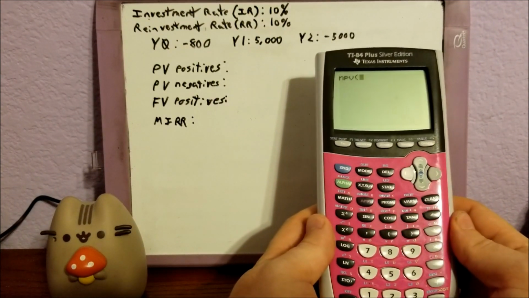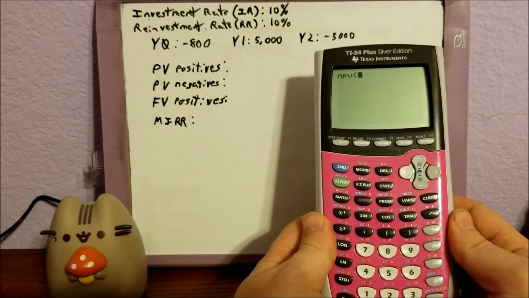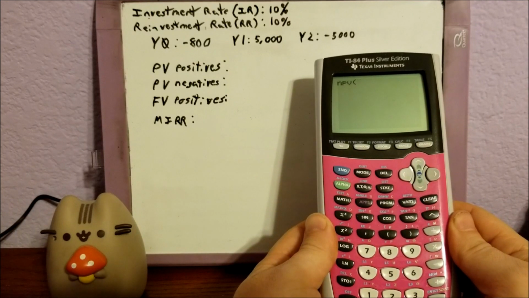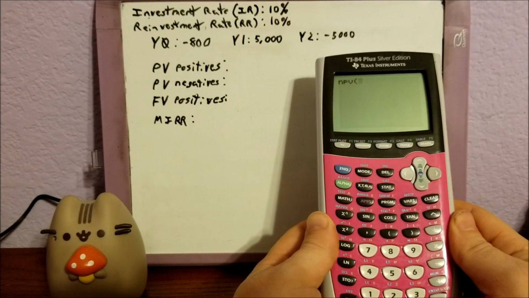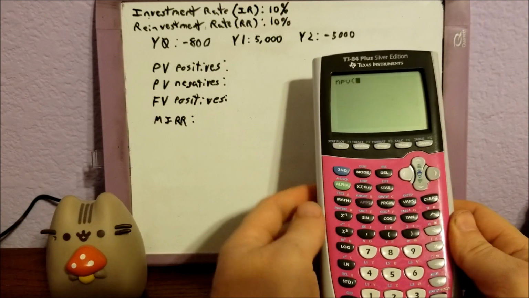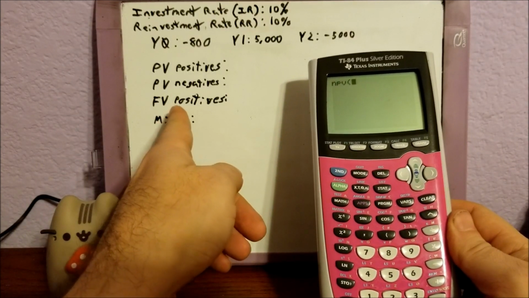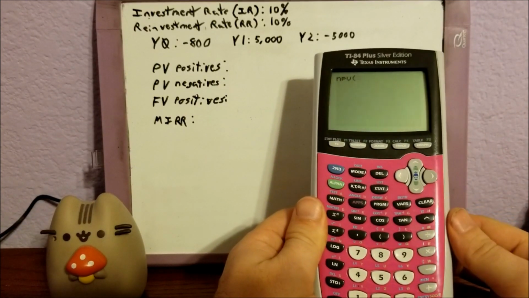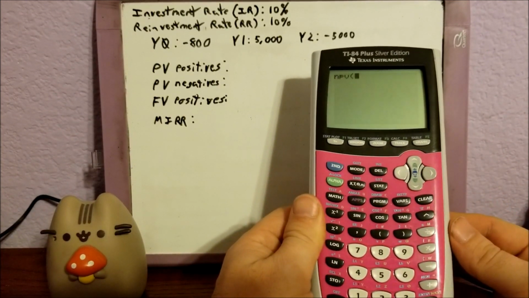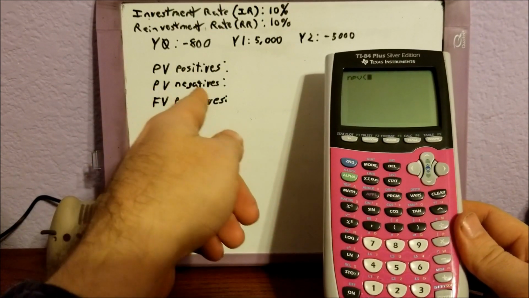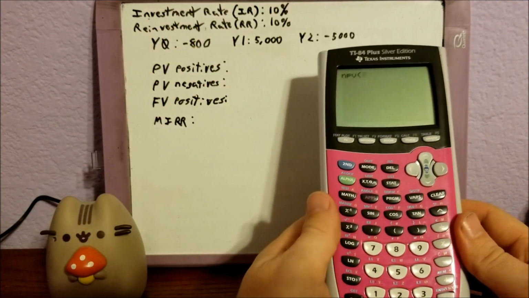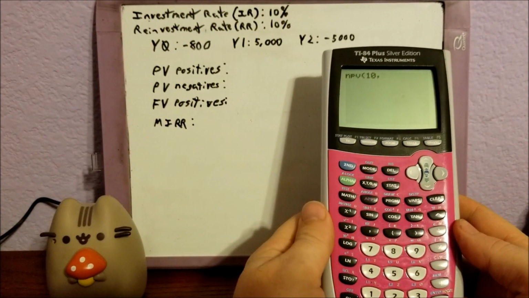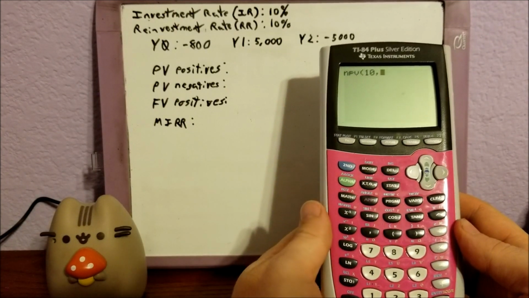Now the very first input that you want to put in here is going to be the interest rate. So which interest rate? For the positives, it's going to be the reinvestment rate, not the initial investment rate. That's because we're getting the future value of the positives eventually. In the future, we're reinvesting what we initially invested in the present. The present value of the negatives will use the initial investment rate. In this case, they're the same, so we're just going to say 10, comma. So we hit our comma button and get that there.